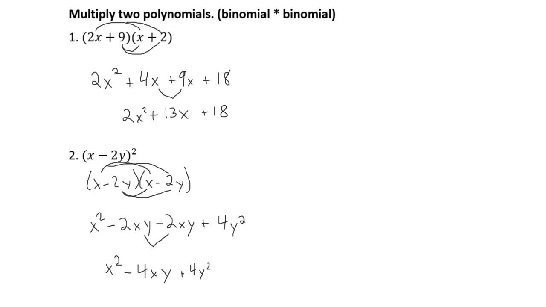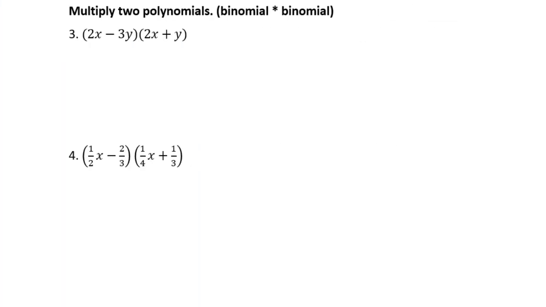All right, let's look at another one. So here we're going to do binomial and binomial again. And so distribute and distribute. And 2x and 2x gives you 4x squared. 2x and y give you plus 2xy. Negative 3y and 2x give you negative 6xy. And negative 3y and y give you negative 3y squared.